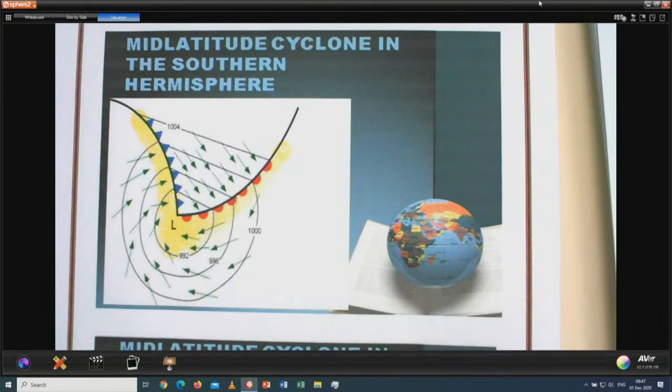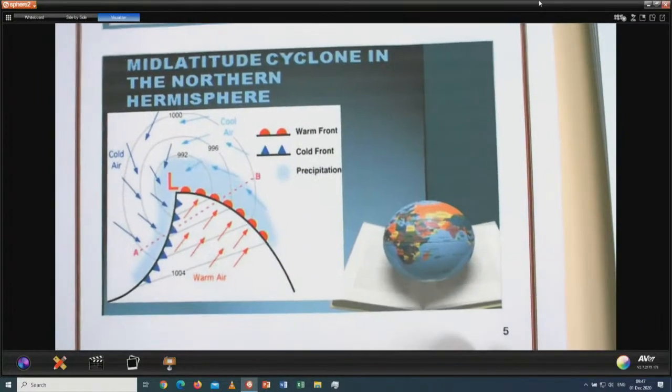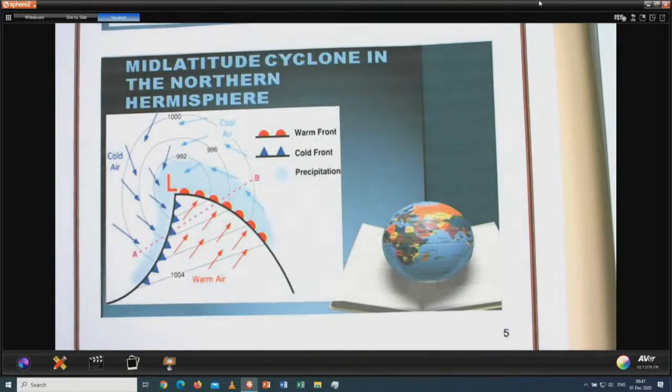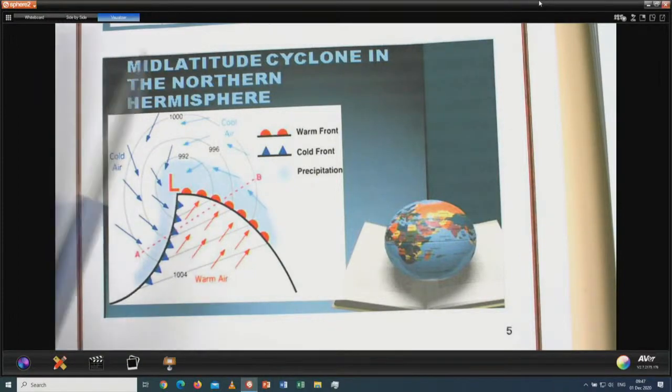So, right, in the northern hemisphere, mid-latitude cyclones look like this. The circulation is anti-clockwise. It is different from what we are having in the southern hemisphere.